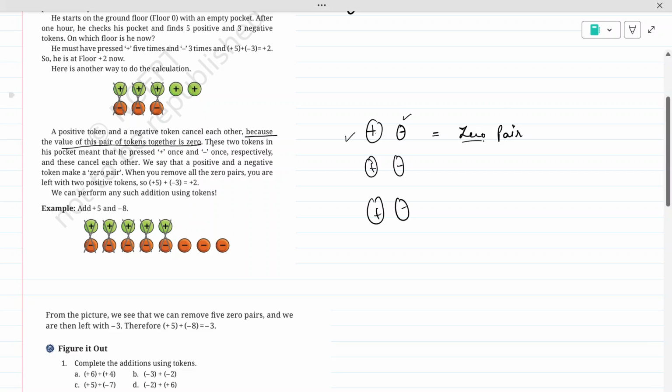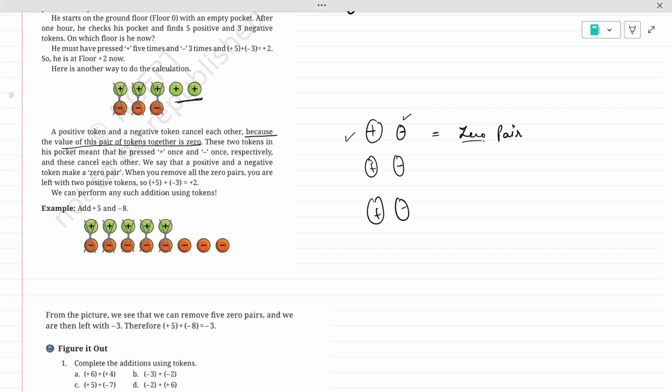Now these two tokens in his pocket, that he got by pressing plus ones and minus ones respectively, cancel each other. That is what we just learned. We say that a positive and a negative token make a 0 pair. When you remove all the 0 pairs, you are left with 2 positive tokens. So here in the example, we are left with the 2 positive tokens. Now we can perform any such additions using tokens.